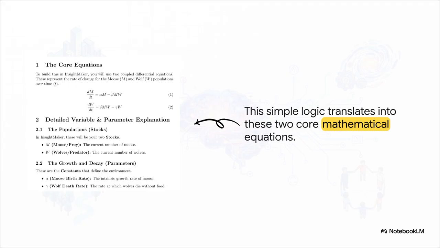For the moose, it's got a minus sign in front of it because, well, getting hunted is bad for the moose population. But for the wolves, it's a positive thing. A successful hunt means more food, which means more wolves. That's all we did. We just told a story about nature using the language of math.